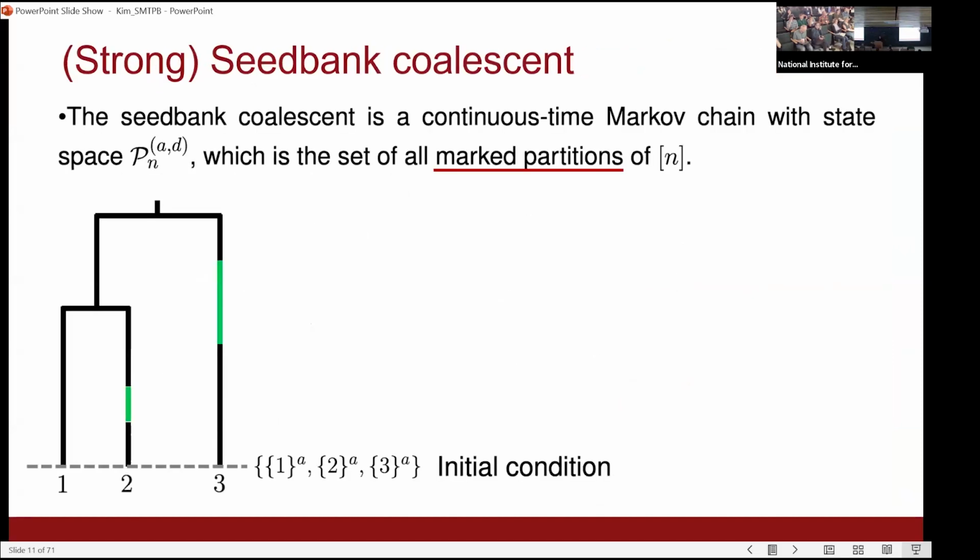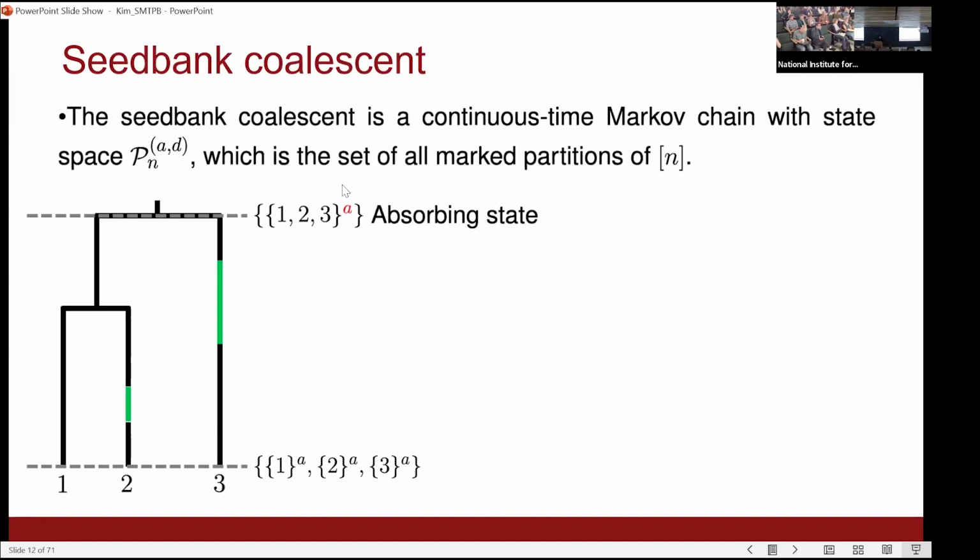More formally, the strong seed bank coalescent, from now on I will just say strong seed bank coalescent, can be stated in terms of a marked partition on the number of samples. Marked means that the partitions are labeled as active or dormant. In this example, in the initial condition everyone is a singleton, and everyone has the active label, but it doesn't have to be. It can be either an active or dormant sample if you can sample from the dormant population. Because coalescent events have to be between active individuals, at the root everything is in one block, but the label has to be active.